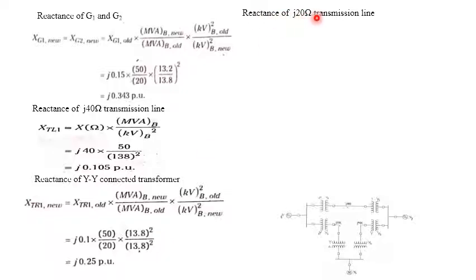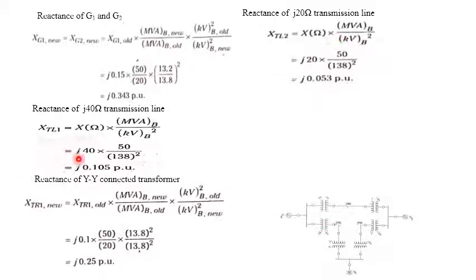Okay, coming back to that 20 ohm transmission line. This is your 20 ohm transmission line, and the equation is the same as this. Transmission line per unit is equal to ohm into MVA base divided by kV base squared. 20 ohm line, 20 into MVA base of 50. The transmission line voltage at this point is 138. You will get 0.053.